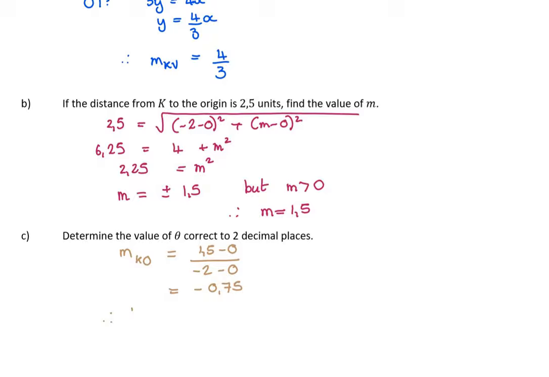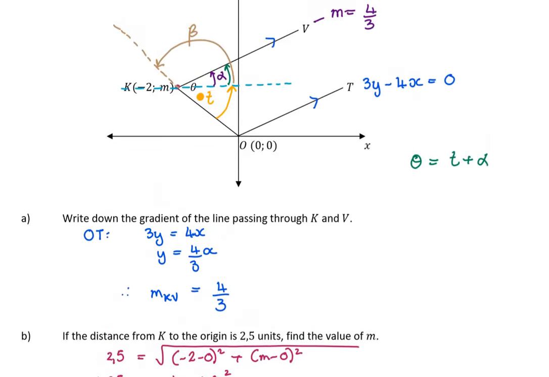Now that means that tan of this beta angle that I labeled in my diagram will equal this gradient of negative 0.75. So I can shift tan, and guess what? I'm going to get a negative angle. Now, interestingly, that negative angle is actually going to be what this T is, because a negative angle is clockwise from the horizontal.